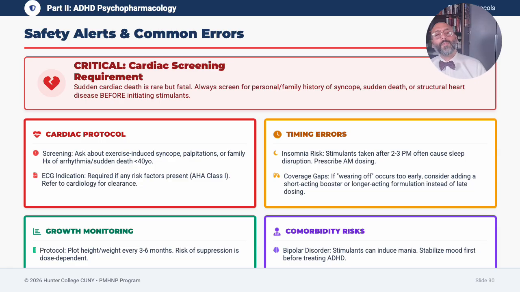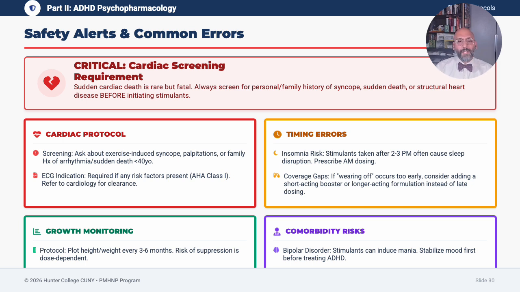The other problem, of course, is growth monitoring. Stimulants can suppress appetite, and over time that can affect weight, and occasionally it can affect height. This is dose dependent, not inevitable. So the standard of treatment here is to plot height and weight every 3 to 6 months. If the growth is faltering, then reassess the dose, timing, nutrition, etc.